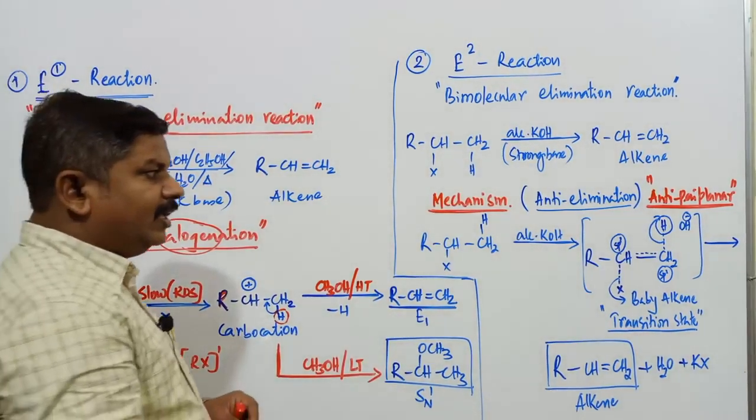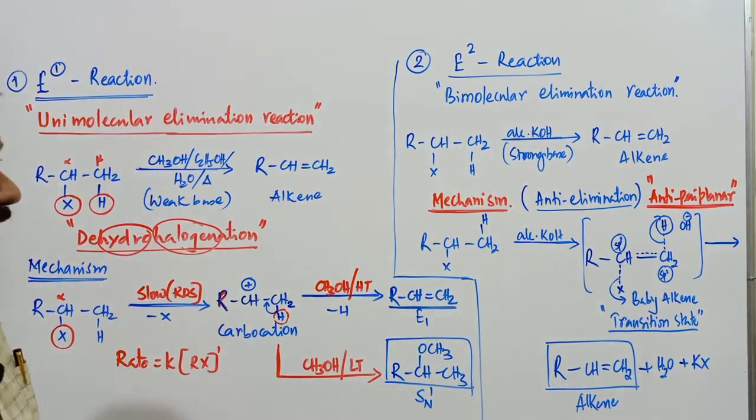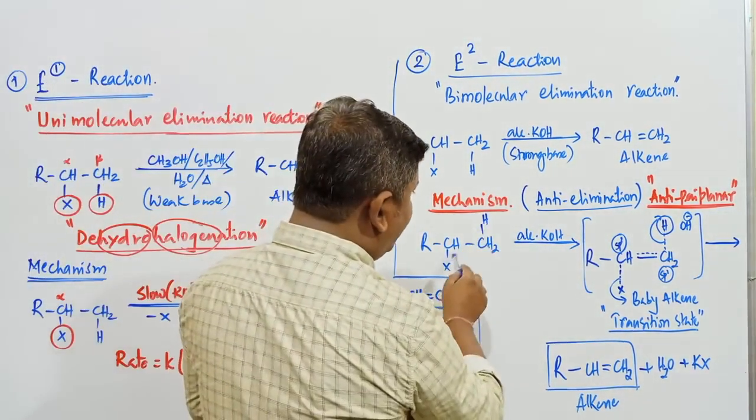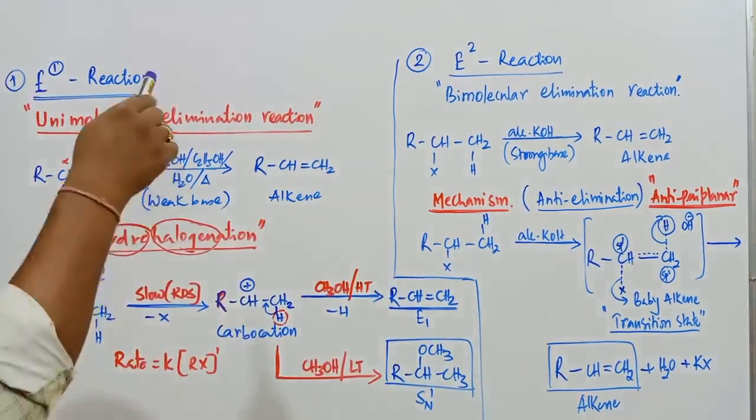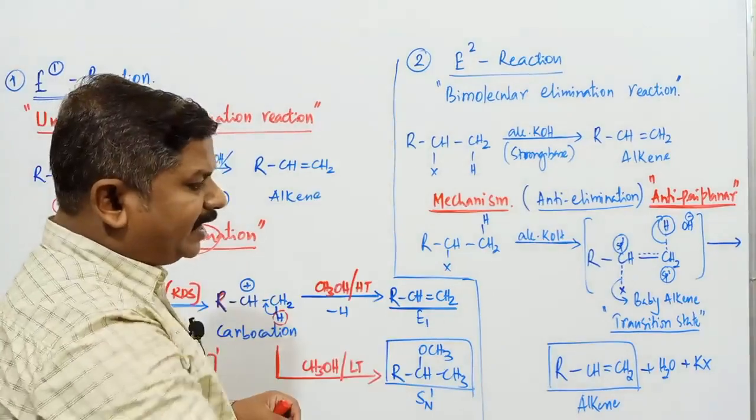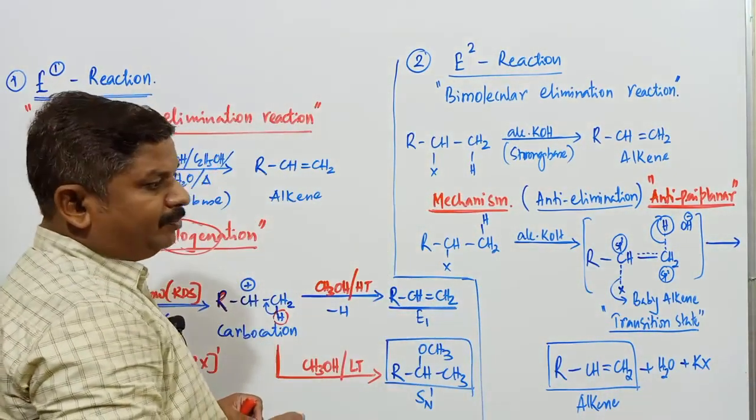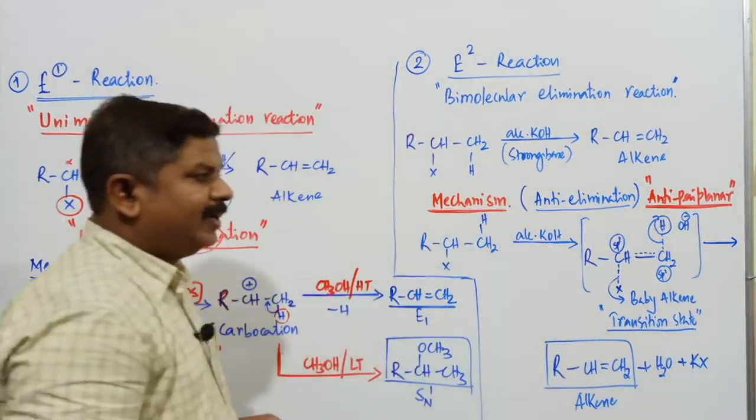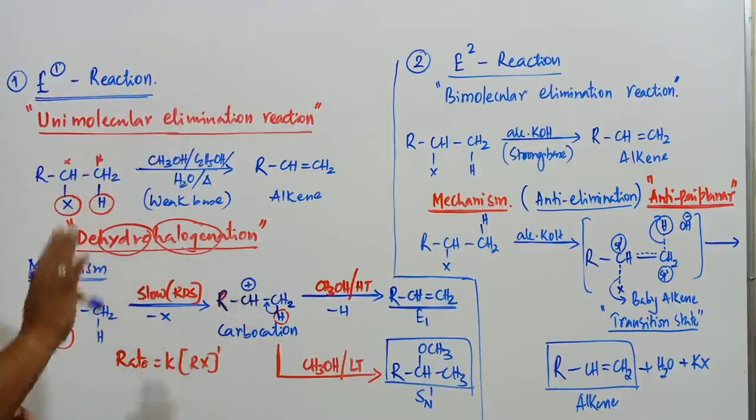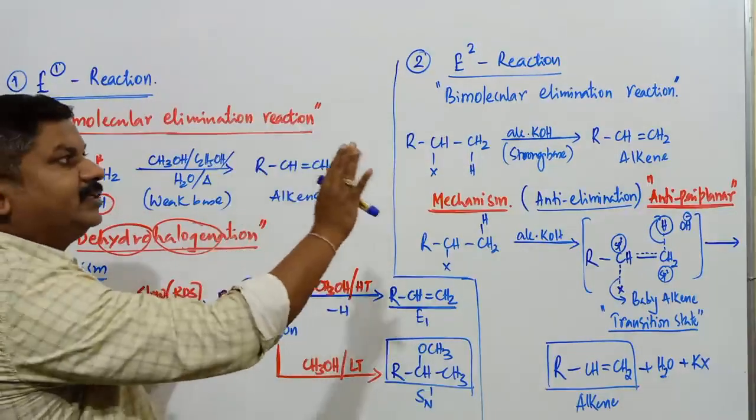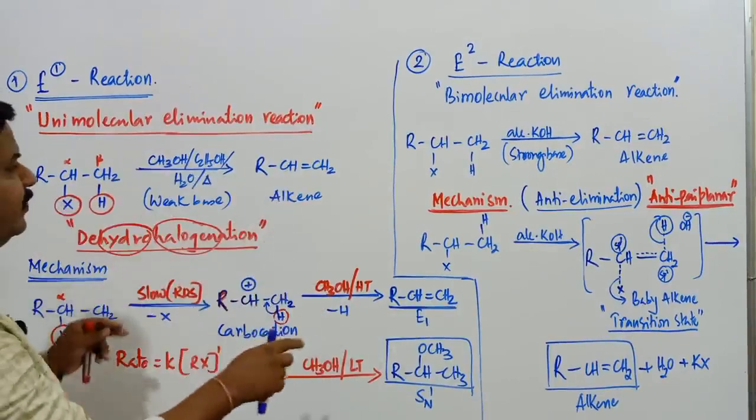And one thing, E2 reaction takes place in case of what? Anti-elimination. Anti-elimination means the hydrogen and the halogen leaving group should be present in opposite planes, that is in opposite directions at an angle of 180 degrees, commonly called the anti-periplanar position. So the product is going to be alkene. So this is the difference between the mechanism of E1 and E2 reaction. This is unimolecular, this is bimolecular. The exact difference between E1 and E2 is the important difference.